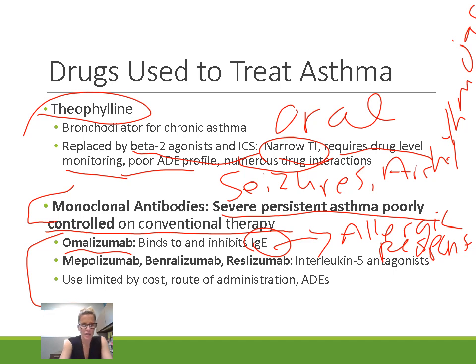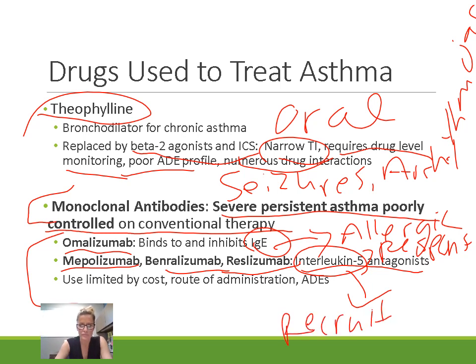These other agents, mepolizumab, reslizumab, benralizumab, are interleukin-5 antagonists. Interleukin-5 is important in the recruitment of eosinophils. So these would be important in eosinophilic asthma.